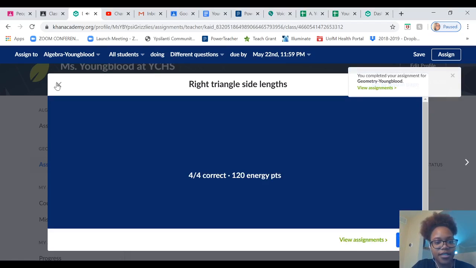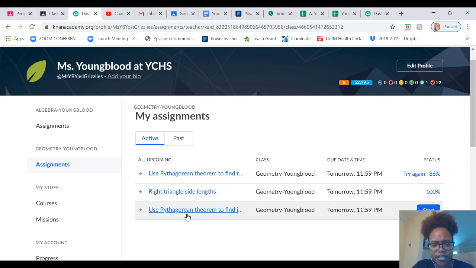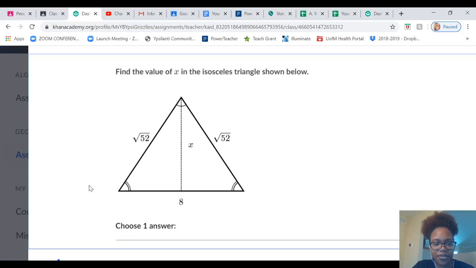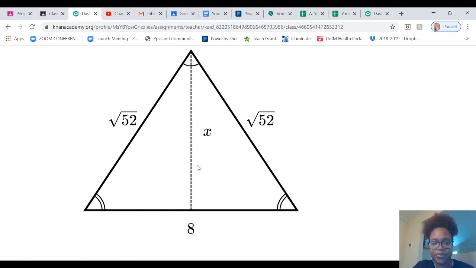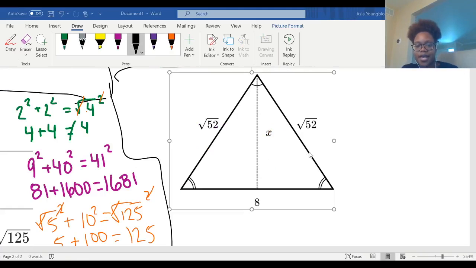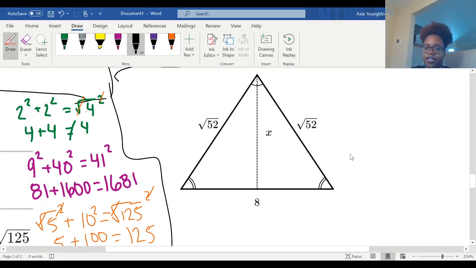Okay, so that's the next problem set. And the last problem set we have is using the Pythagorean Theorem to find isosceles triangle side lengths. Looks like I already started it when I was working with some other students during class. We're just going to jump into this first one and put it in our sketchpad. As the title describes, in this set of problems you are looking at right triangles in isosceles triangles. So we're using the Pythagorean theorem to find missing side lengths in isosceles triangles.